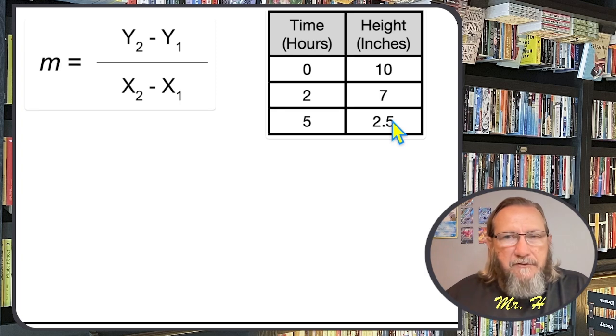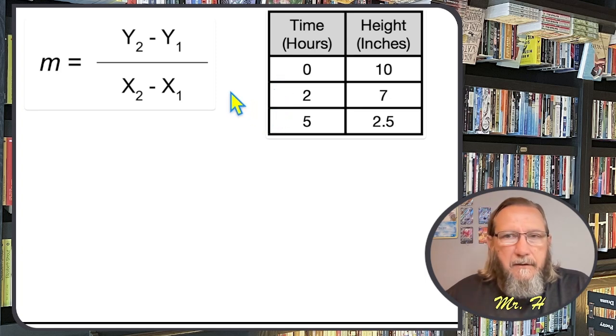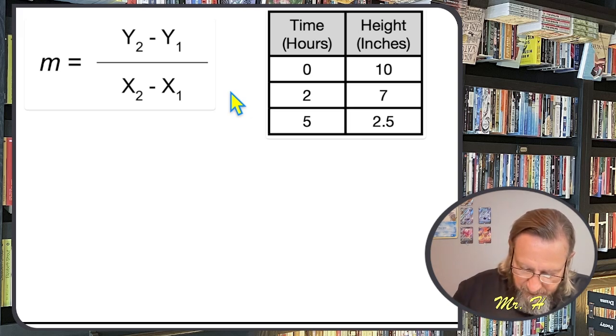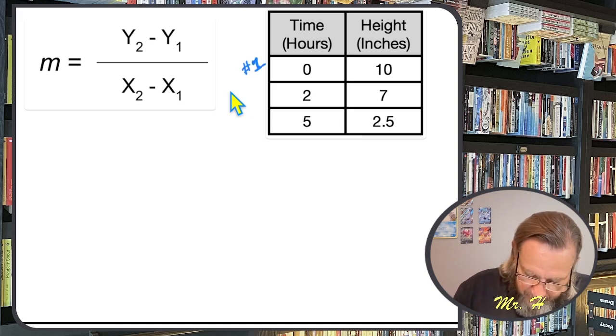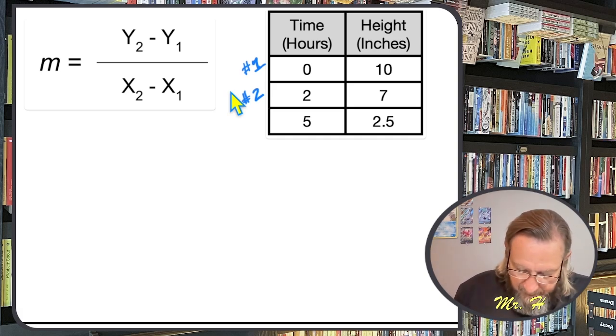So to find the rate of change, we already know that means slope, we're going to identify one of these as point 2 and one of them as point 1 and work the formula. So let's say our first point here is going to be point number 1, and we'll let this one be point number 2. So let's just plug and play into the formula.